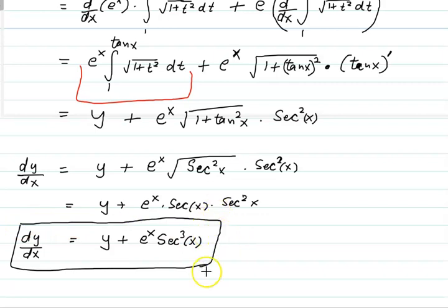So this is how we solve the derivative. We take the derivative of a given integral function when it involves two different variables.